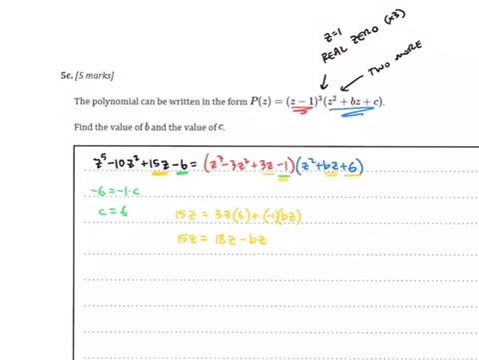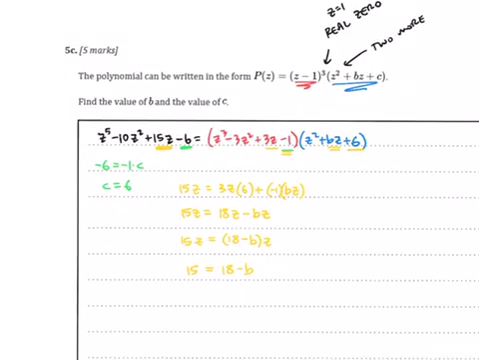A couple ways you could go about this. I'm going to do it just by isolation here. You'll see what I mean in a second. Factoring out a z, 18 minus b, z has to equal 15. Therefore, 15 equals 18 minus b. That tells me that b has to equal 3.